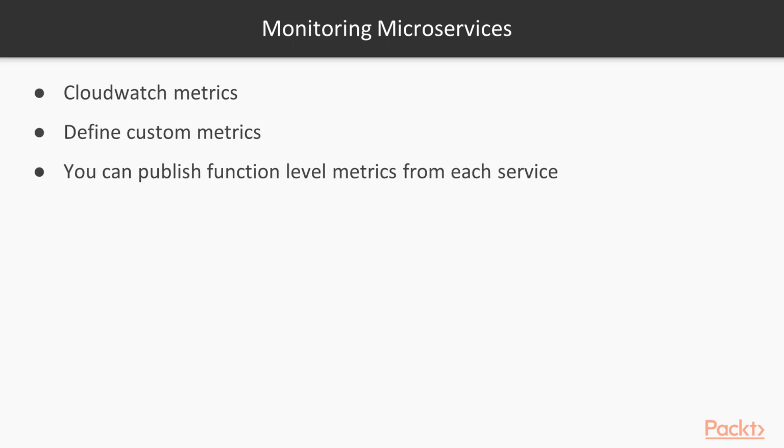application. So you can publish function level metrics for each service which can go on to CloudWatch, and then from the CloudWatch dashboard you can define the trend of these metrics. So I said you can monitor them via the CloudWatch dashboard.